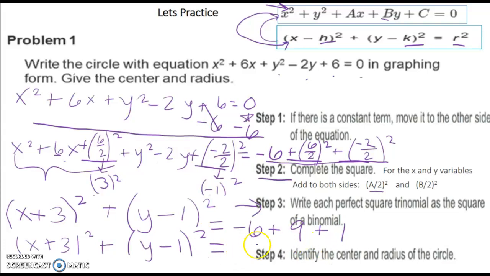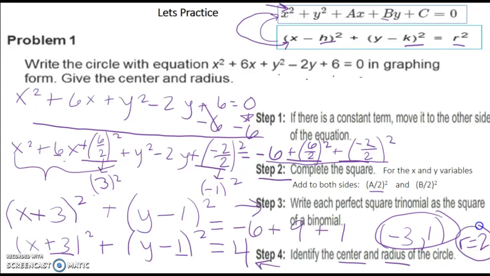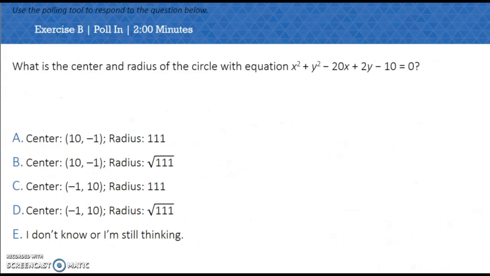Negative 6 plus 9 plus 1, that gives us 4. And so the center, step 4 is to identify center and radius. Center would be negative 3 would be the h because, remember, it's the opposite sign of what it looks like there. And then 1 would be the k. The radius is the square root of what you see on this right-hand side. So the radius would be the square root of 4, which is 2. There's your center, there's your radius. So that's how we would go about actually finding the information we need for a circle that is in the standard form.